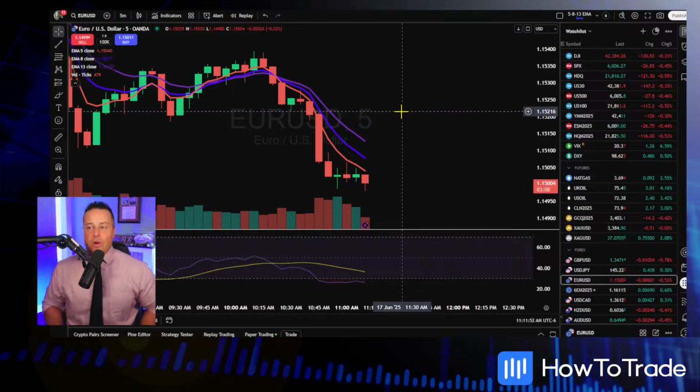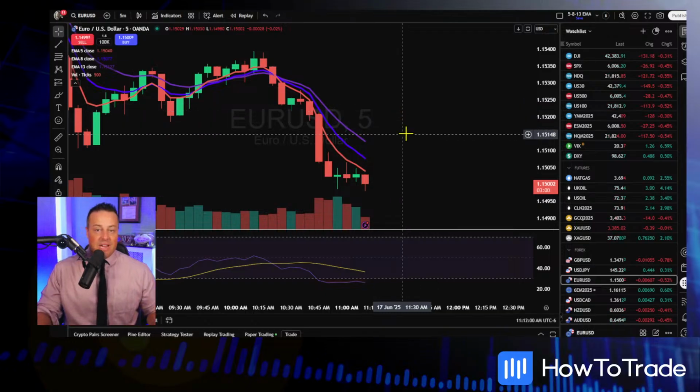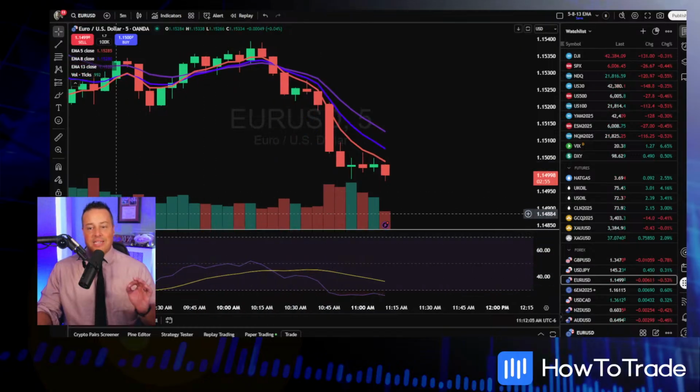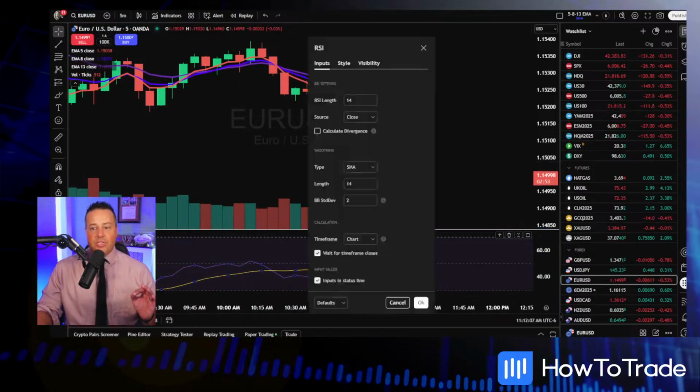Let's go ahead and start with the Euro USD 5-minute chart. What we're looking at here is a trade that's going to set up probably right after we get off of our live stream. But for the sake of argument, our RSI, Relative Strength Index. Here are your settings. RSI length, we're just sticking with the factory settings. The length of 14, the source is going to be the close, and the type is just a simple moving average. Don't get wrapped up in the smoothing, and the time frame we're going to base on the chart.